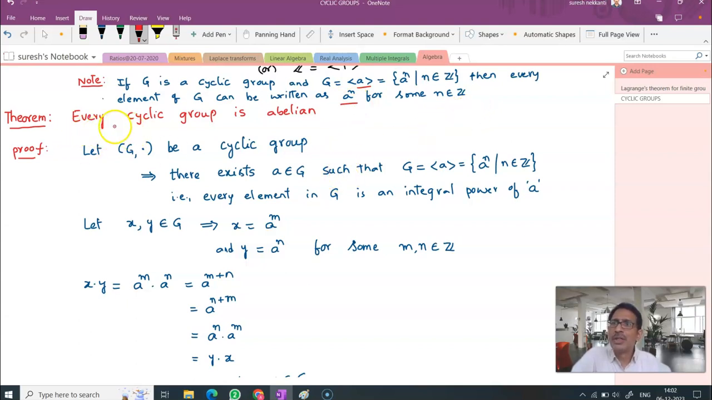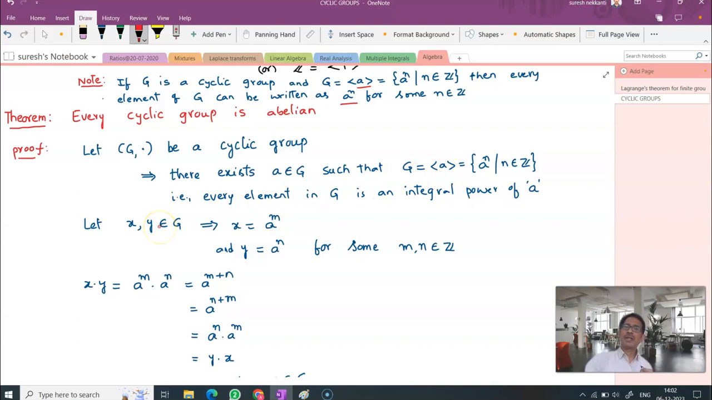Now, let us come to the first theorem, that is, every cyclic group is abelian. Let us start with a cyclic group. So, let (G, ·) be a cyclic group. What is the definition of a cyclic group? There exists some element a in G which generates G. That means using a or powers of a, you can get every element of G. And every element in G is an integral power of a, because G is generated by the element a.